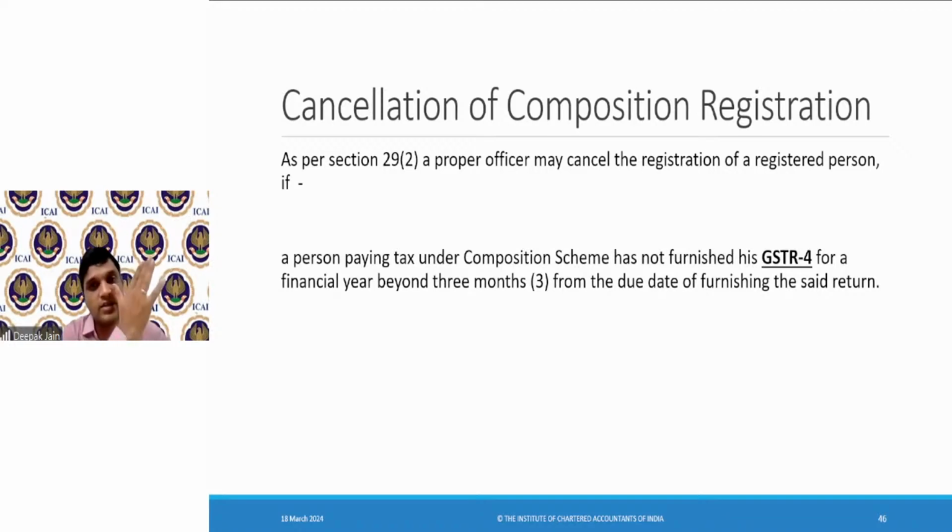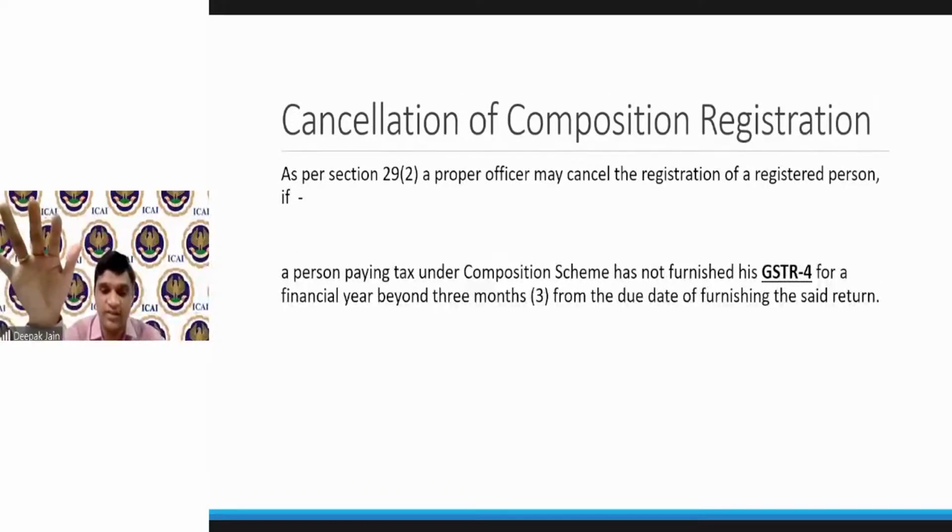मतलब 30th अप्रैल का ड्यू डेट है, आपको और 3 महीने दिए जाएंगे, मई, जून और जुलाई. अगर 31st जुलाई तक आप फाइल नहीं करते हो तो फिर 1st अगस्त को आपका रजिस्ट्रेशन कैंसिलेशन करने के लायक है. ठीक है, फ्रॉम द ड्यू डेट ऑफ फर्निशिंग ऑफ योर GSTR4 विच इज 3 months, तब तक आपका डिले माफ किया जाएगा. उसके बाद भी अगर आप फाइल नहीं करते हो तो आपका रजिस्ट्रेशन कैंसिल कर दिया जाएगा.